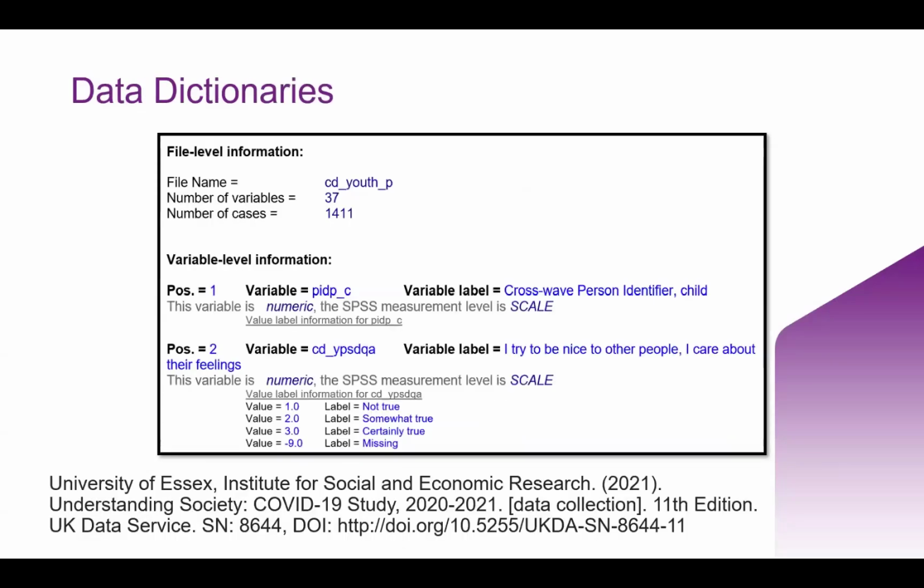Data dictionaries, very similar to code books, and often those terms are used interchangeably, can also sit within the study level documentation. Often the data dictionary, however, is going to contain more information about the structure of the database. So you can see here they've documented that the variable is numeric and scale level variable.